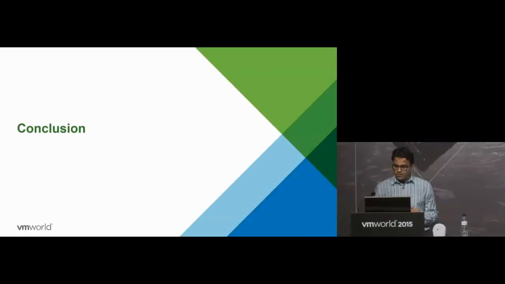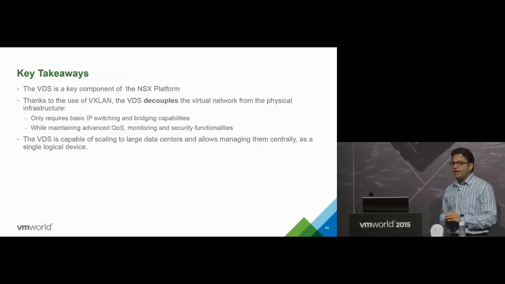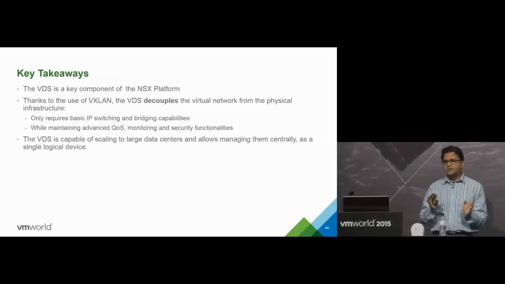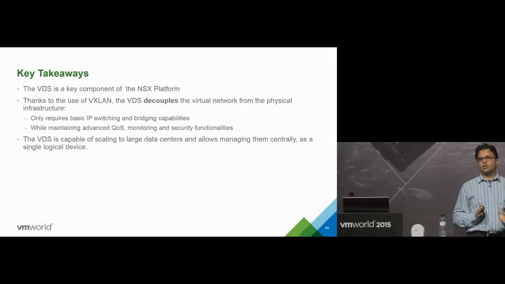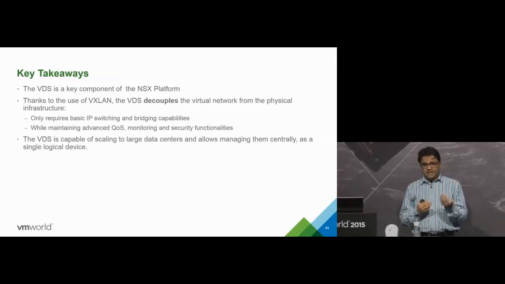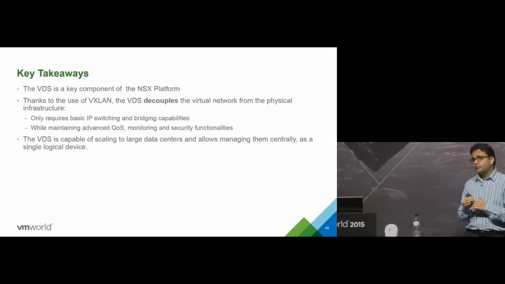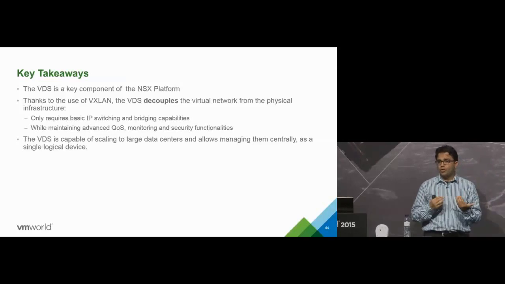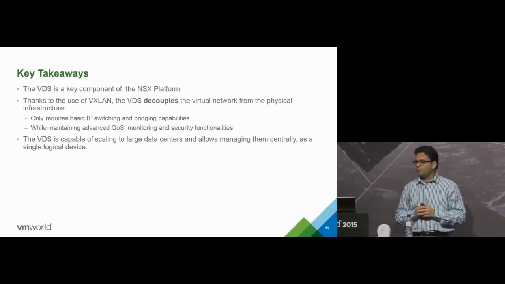Okay, so we are going towards the conclusion. These are the key takeaways that I want to highlight. Number one, vDS is the key component of the NSX platform, and it is the only virtual switch that is supported with NSX. Number two, VXLAN and vDS technologies are decoupling your physical network from the virtual network. So that is important. You can easily create networks as long as you have basic IP connectivity. You can do wonders in software.